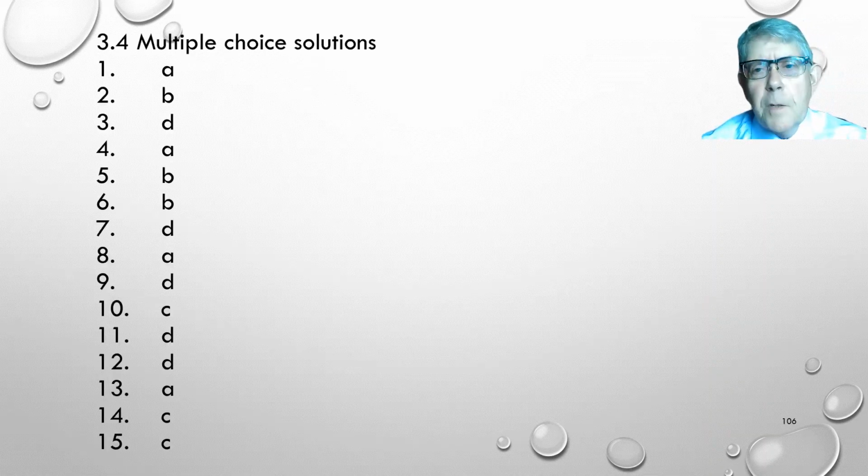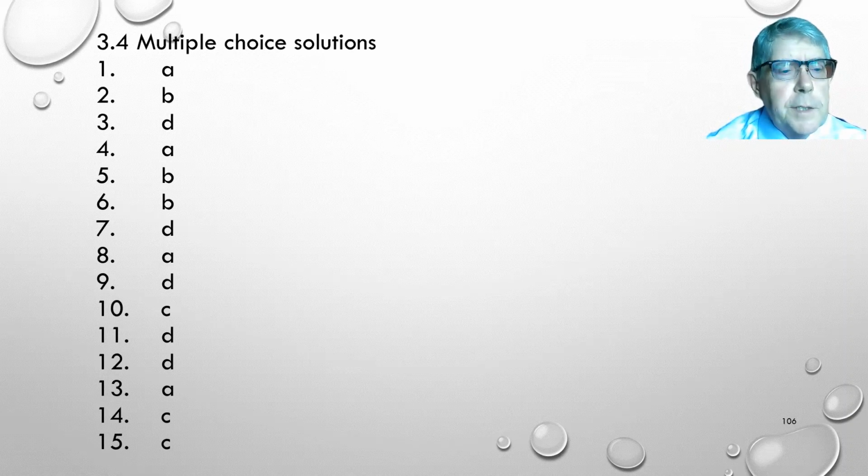Okay, that brings us to the end of the multiple choice questions. So all we need to do now is to run through them. So I will read these and you just jot down the correct answer. So 1 is A, 2 is B, 3 is D, 4 is A, 5 is B, 6 is B, 7 is D, 8 is A, 9 is D, 10 is C, 11 is D, 12 is D, 13 is A, 14 is C, and 15 is C.